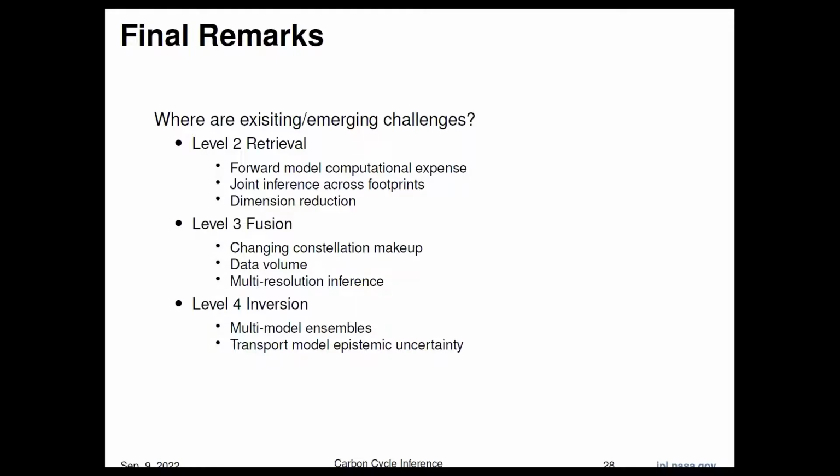Final point, we talked about it a little bit in the reading group yesterday. On the level 4 front, there's a lot of different choices for those transport operators that are being used out there, and the best way to make use of that collection is kind of another challenge for statistics and UQ in this realm as well. And there is a fair bit of lack of knowledge in that problem as well.